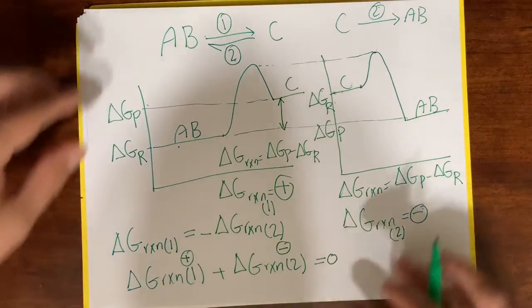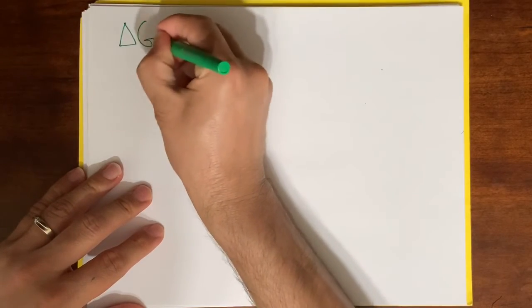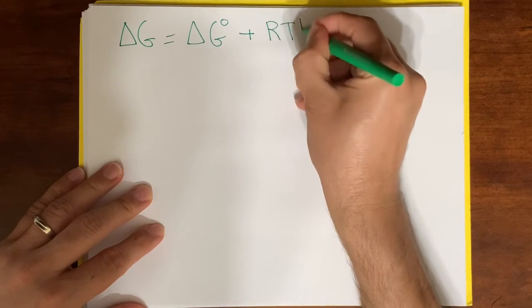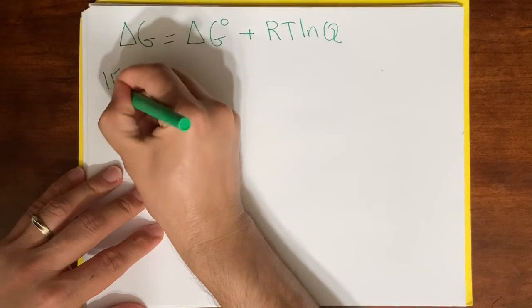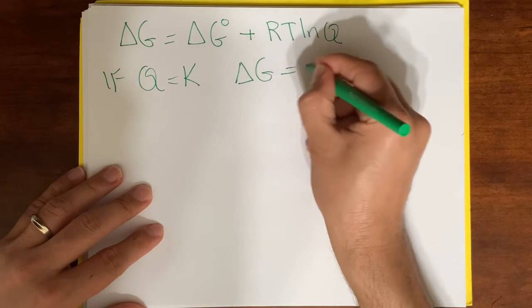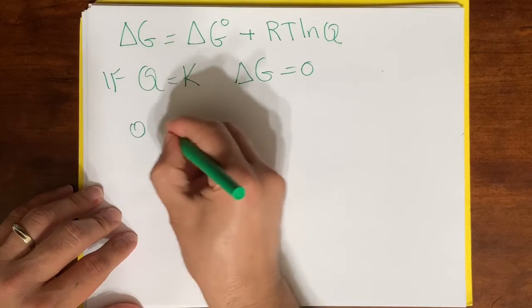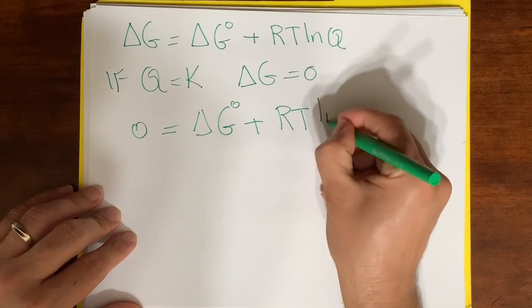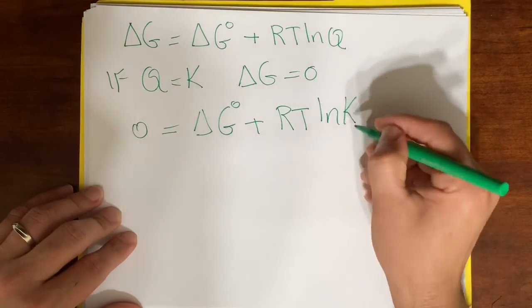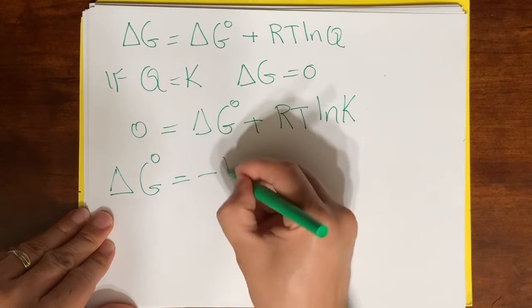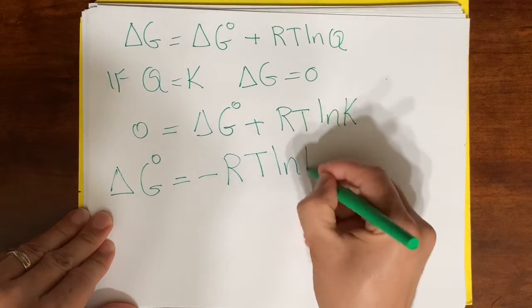Okay? So that was the reason that I said delta G is equal to delta G0 plus RT ln of Q. And if Q is equal to K, or equilibrium condition, delta G will be equal to 0. So now we have 0 equal to delta G0 plus RT ln of, instead of Q, I'm going to write K. So the answer is going to be delta G0 equal to minus RT ln of K.